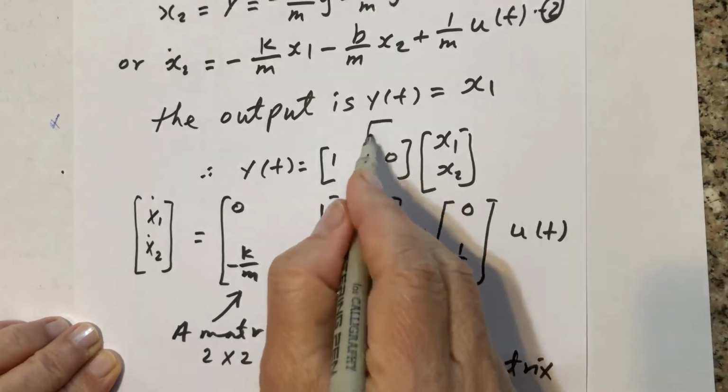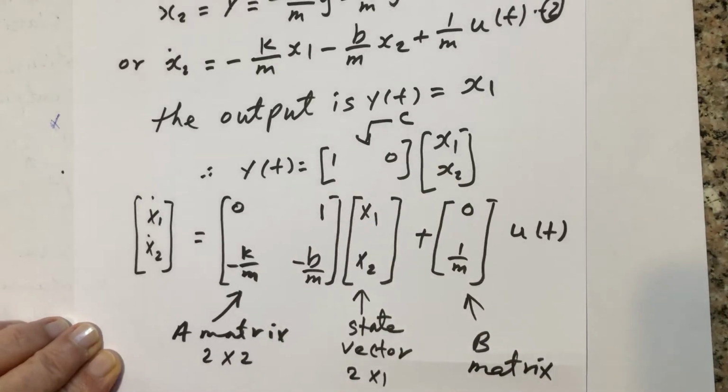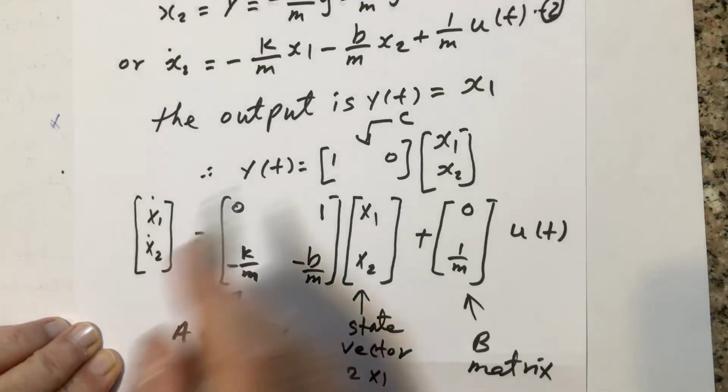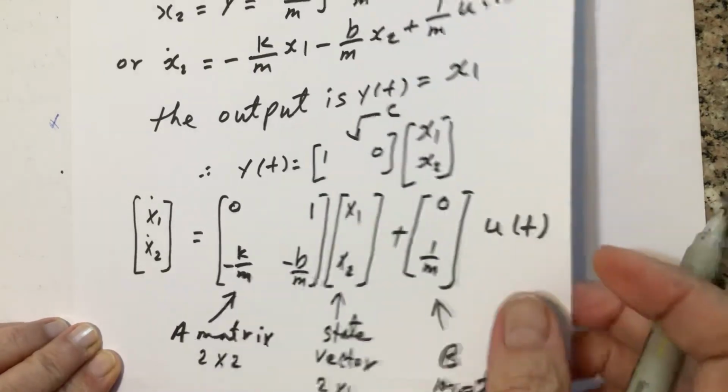What is this? It's the C matrix. Is that clear? So that's a simple example. We can find the equation is simple. We wrote the equation in a systematic way. What's left is we have to put the block diagram for the system.